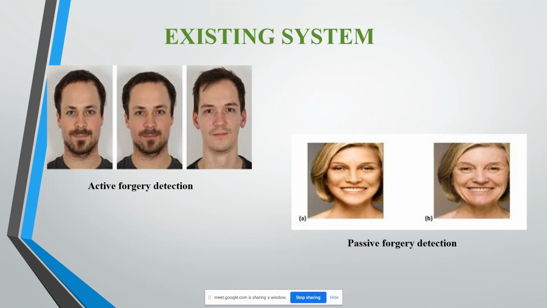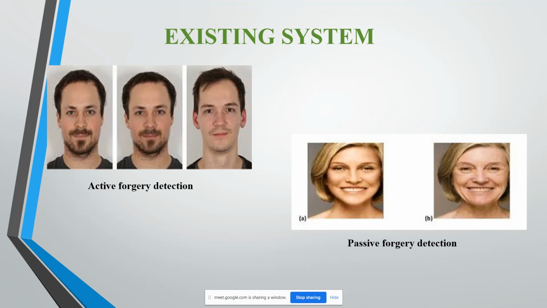Let us look at active forgery detection. Watermarking and signatures are the main techniques of active forgery detection. A watermark or a signature is embedded in the original image and it can be extracted by some algorithms. When the image is tampered with, the special information cannot be extracted.